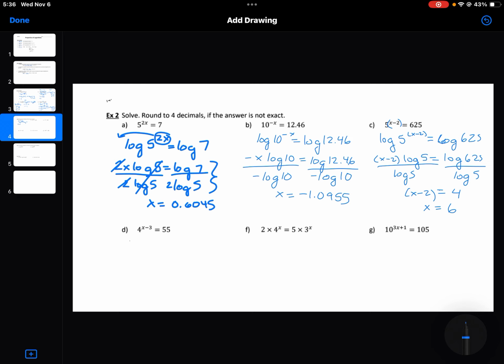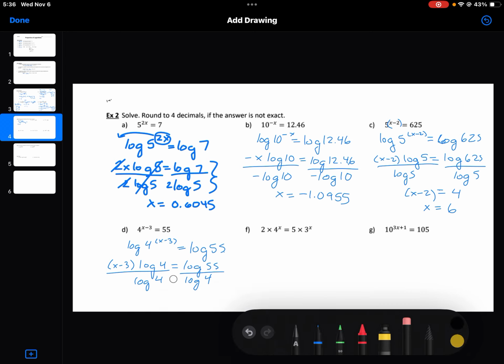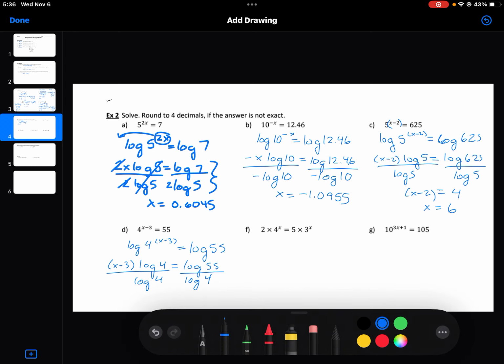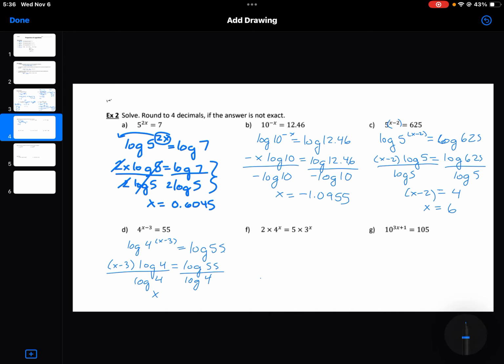Okay, next one is the same, but it is not exact. So 4 to the x minus 3 equals 55. I'm going to take the log of both sides. Then I'm going to bring my exponent down in front. Then I'm going to divide by everything that's not x. Too many equal signs there. So x minus 3.